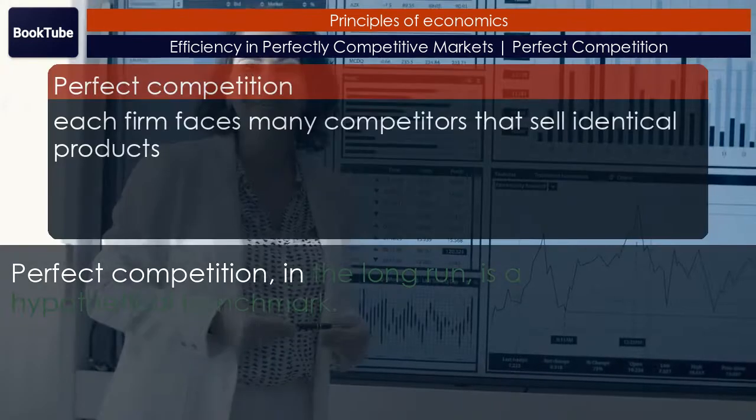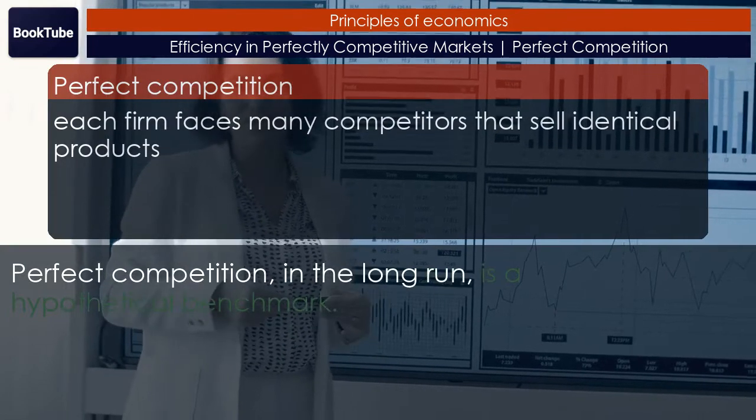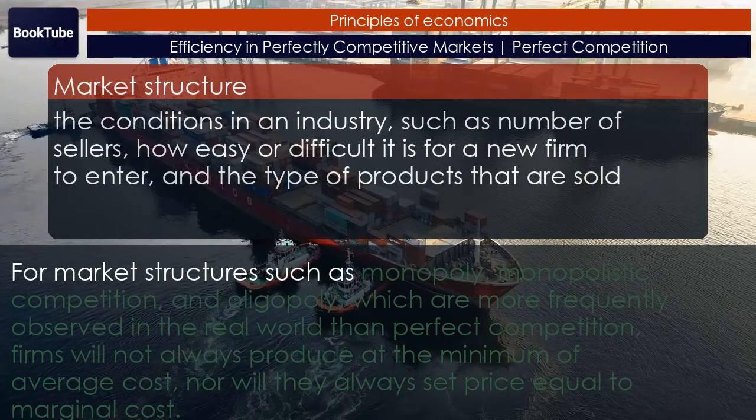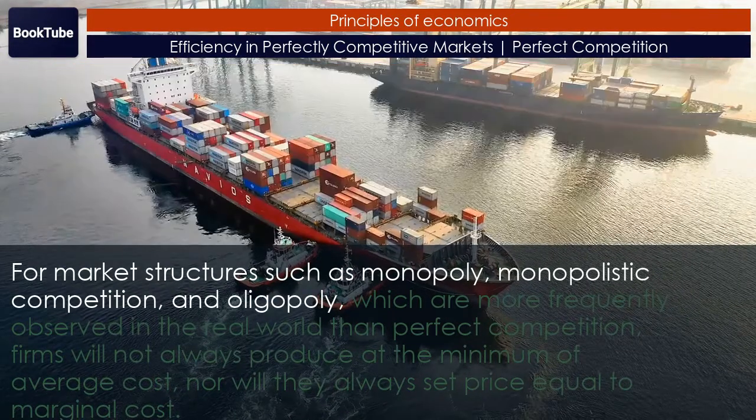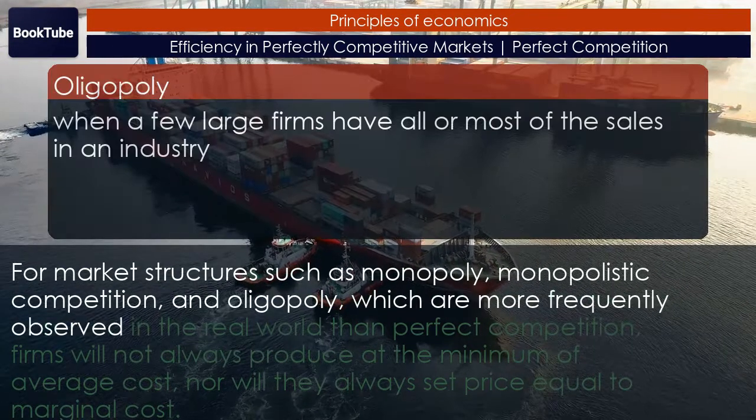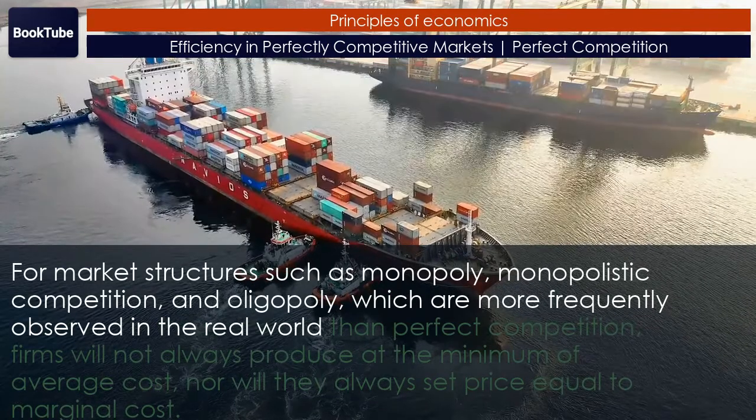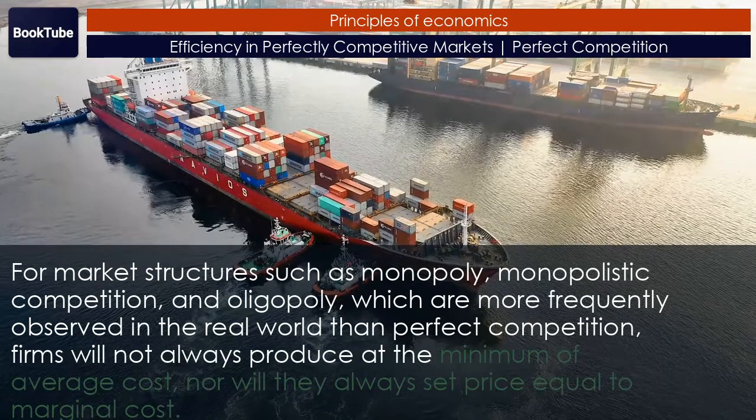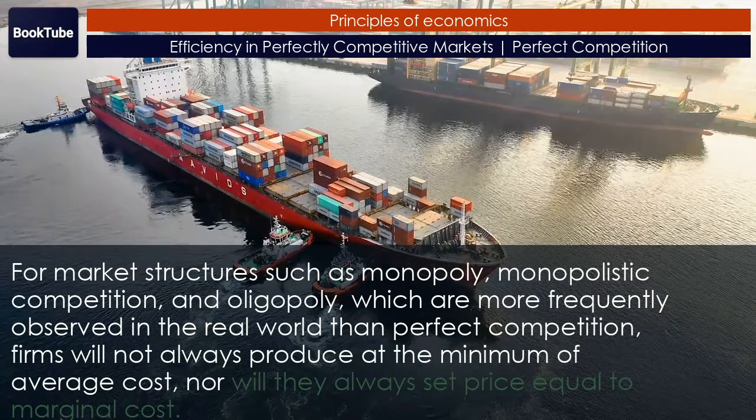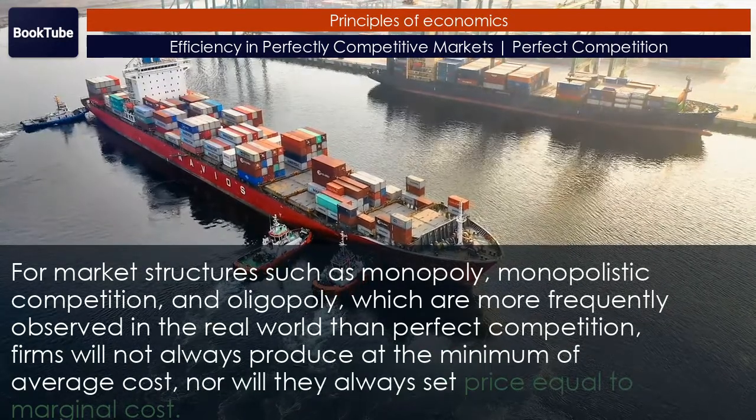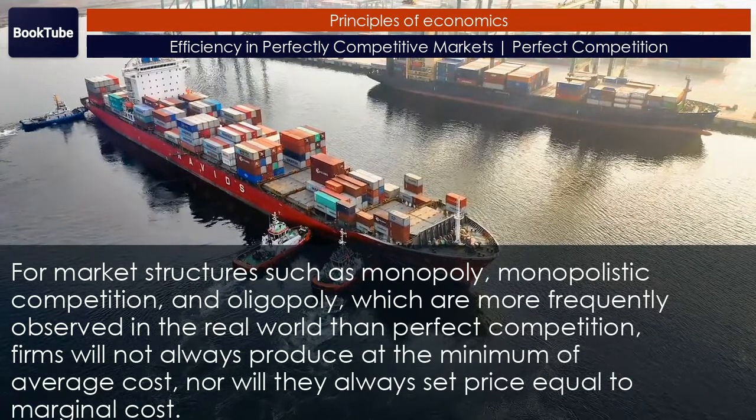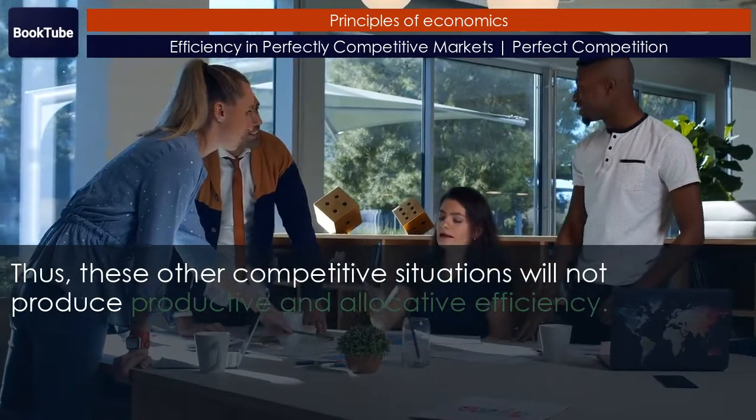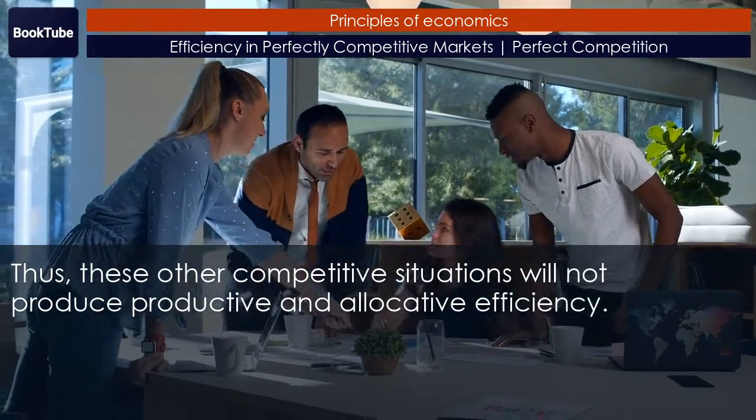Perfect competition, in the long run, is a hypothetical benchmark. For market structures such as monopoly, monopolistic competition, and oligopoly, which are more frequently observed in the real world than perfect competition, firms will not always produce at the minimum of average cost, nor will they always set price equal to marginal cost. Thus, these other competitive situations will not produce productive and allocative efficiency.